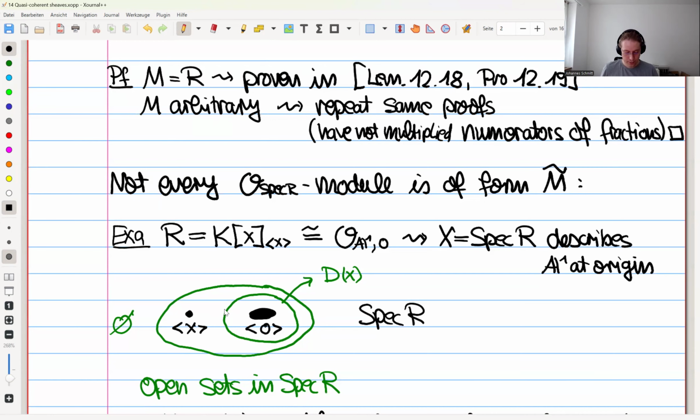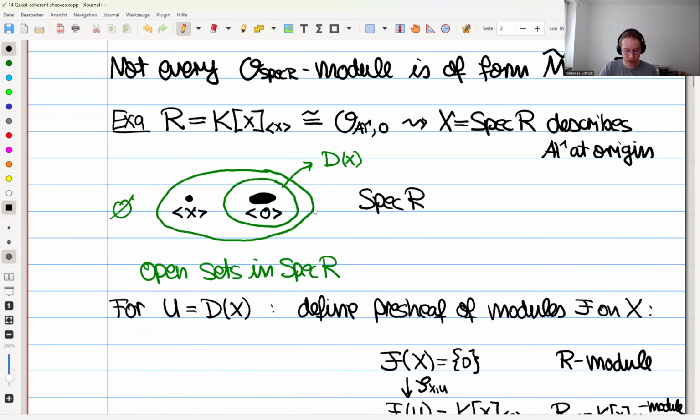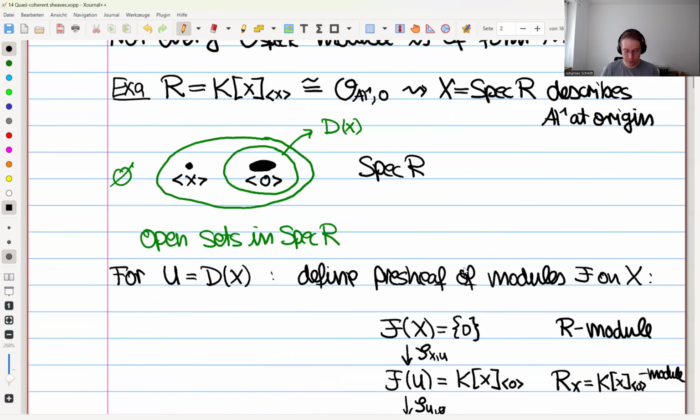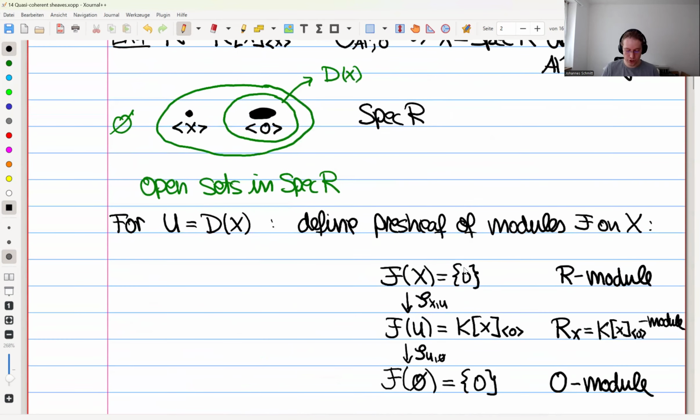So Spec R as a topological space is very, very simple. And then we just write down now the O_Spec R module that we want, and we can just do it by hand because we just need to define what it does on the three open sets and how the restriction works. So we define this thing on these three sets. We just say on the whole set we want to get 0. This is an R module.